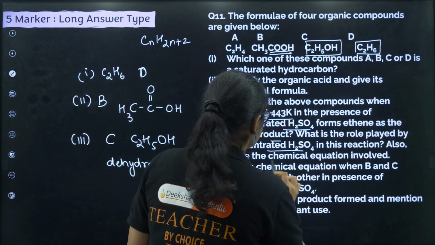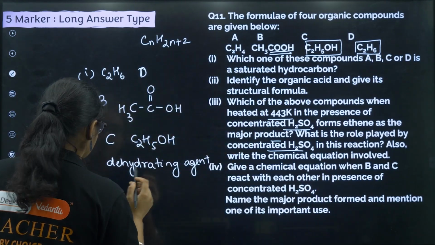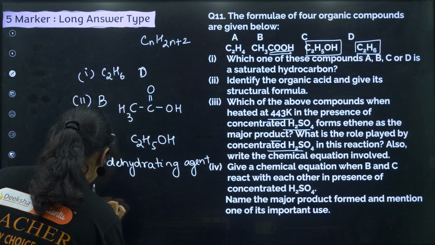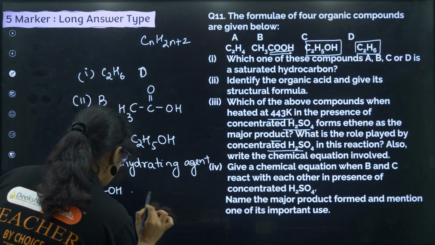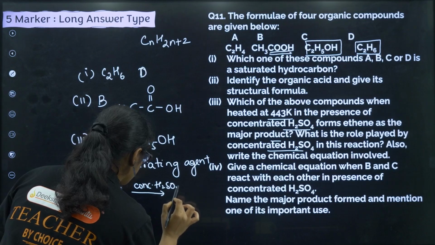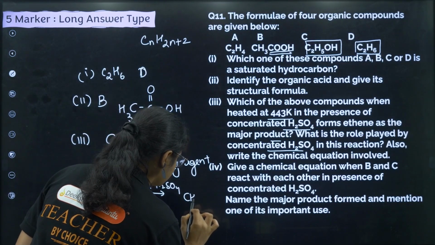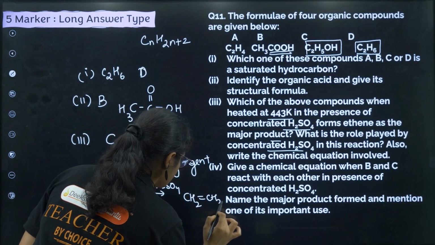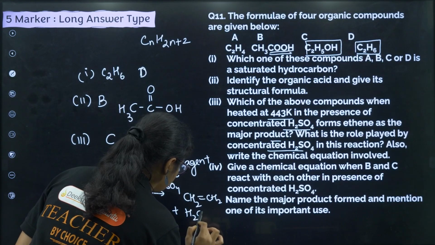Next, also write the chemical equation involved. So if I want to write the chemical equation, it is C2H5OH in presence of concentrated H2SO4. You will get CH2 double bond CH2 and water molecule will be removed.